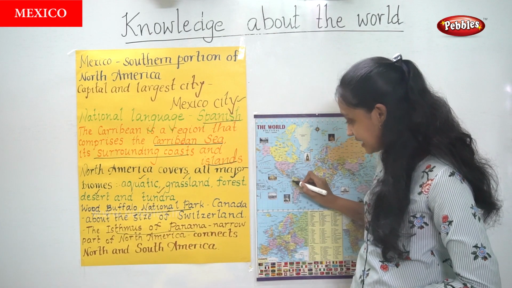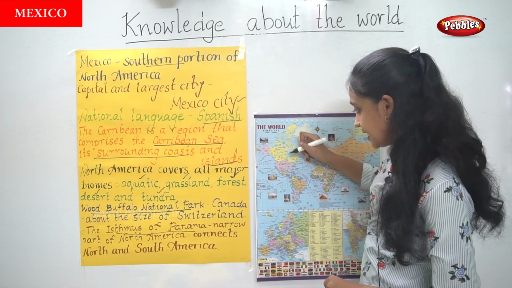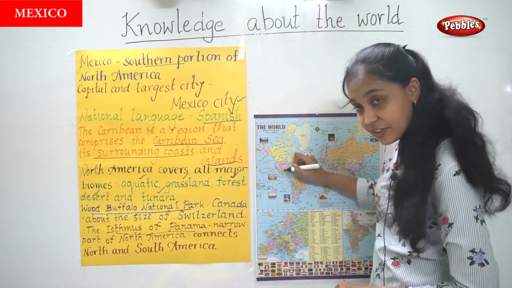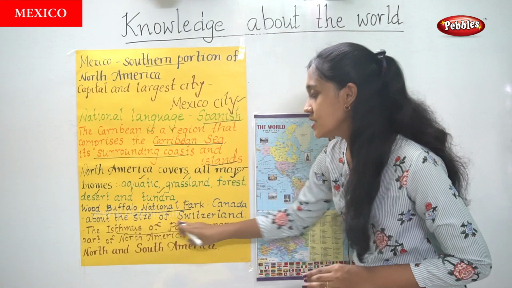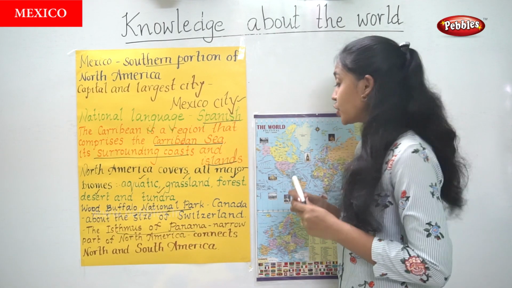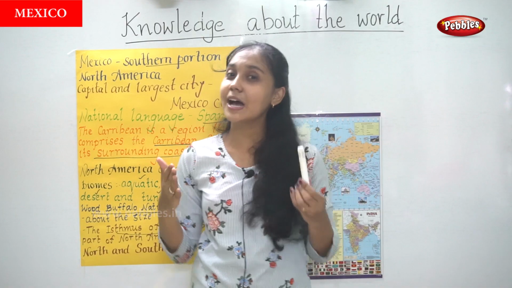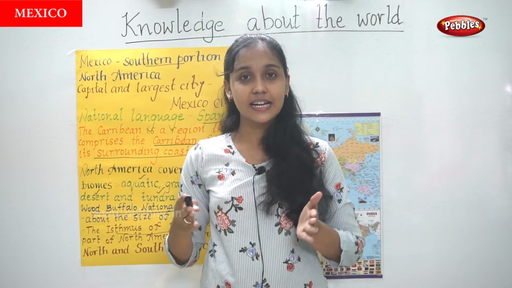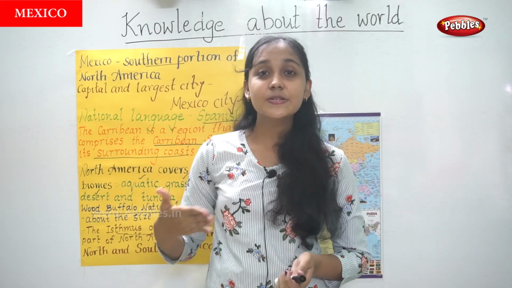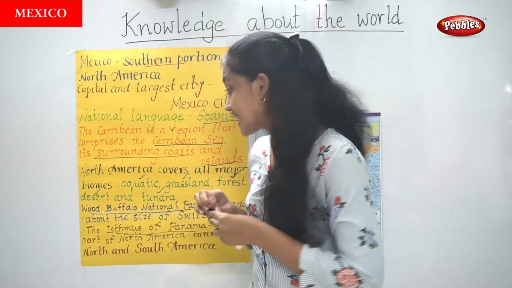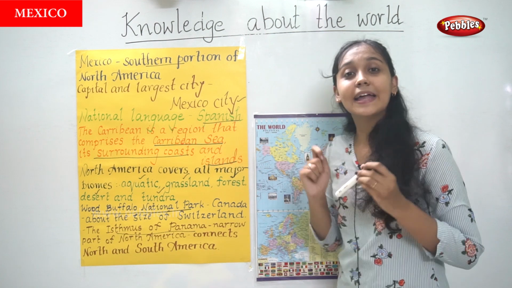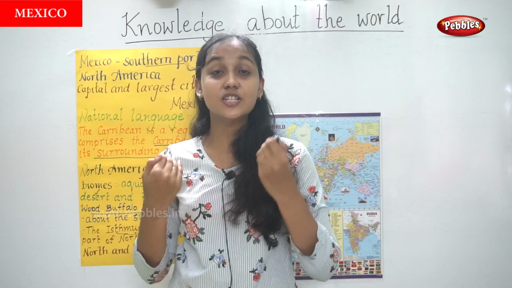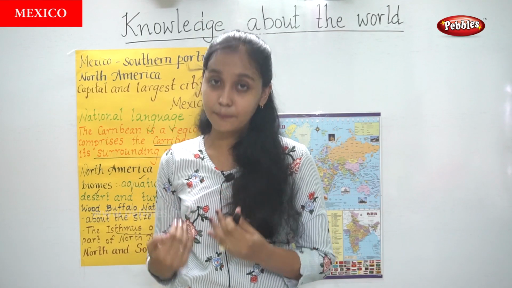Then the Isthmus of Panama. So that is this region here. It connects North America and South America. So this connecting region is the Isthmus of Panama. So you must have heard about the Panama Canal. So what is a canal? It is a region where the ships can go. So this canal here, it is man-made. It is not natural. It is man-made.